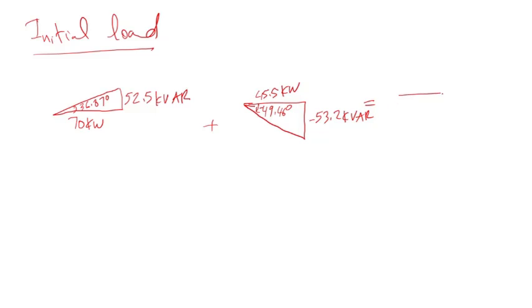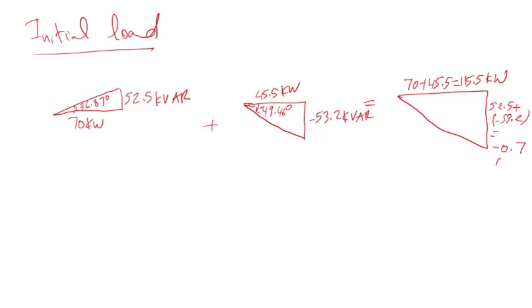So this is equal to S, which if you sum up, P basically is 70 plus 45.5, which is 115.5 kilowatt, and Q is 52.5 plus minus 53.2, which is equal to minus 0.7 kvar.